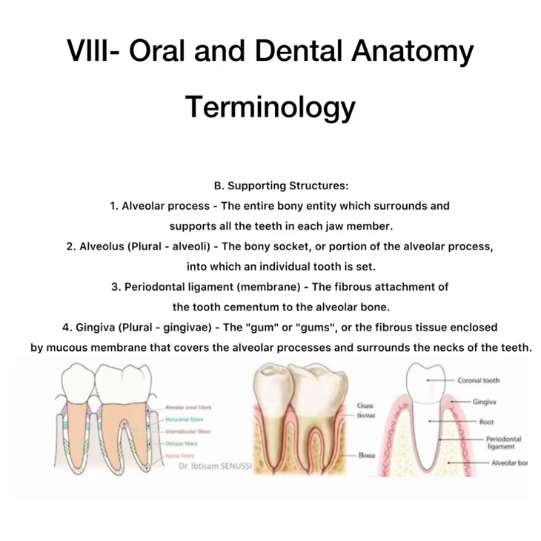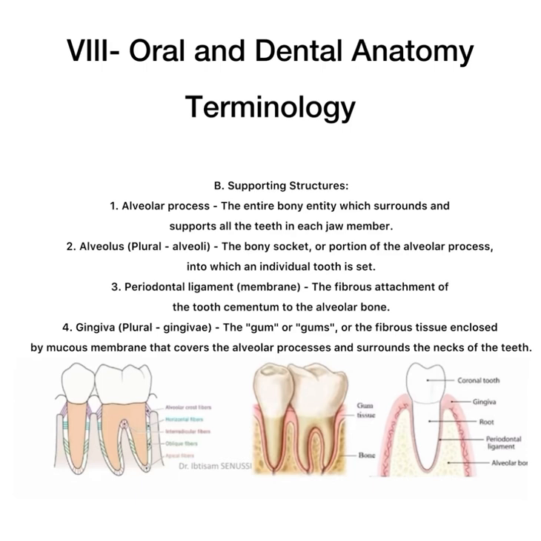Fourth, gingiva, plural gingivae: the gum, or the fibrous tissue enclosed by the mucous membrane that covers the alveolar process and surrounds the neck of the teeth. In the diagram, first level: alveolar crest fibers, at the extreme rim of the bone nearest to the crown of the teeth. Second, horizontal fibers, found near the alveolar crest, running at right angles to the long axis of the tooth.